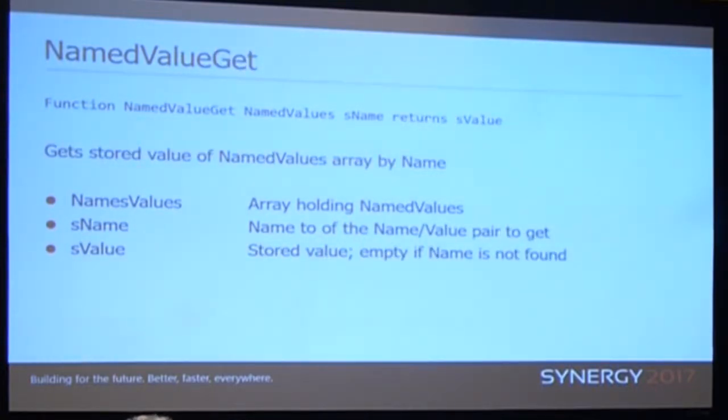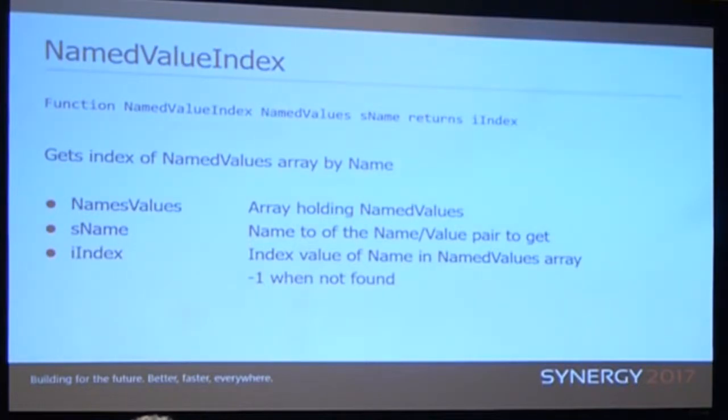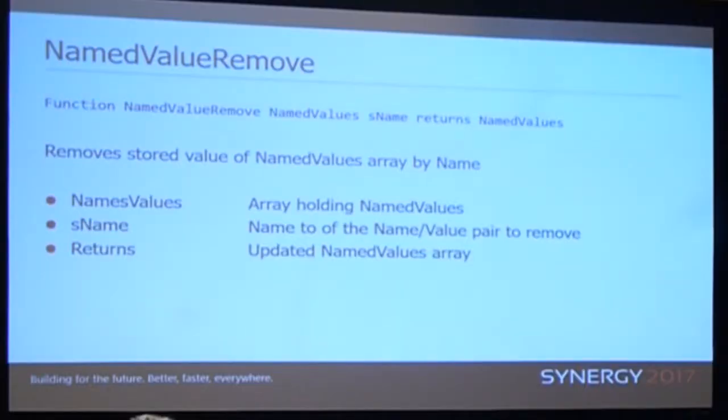There's the name value get, pretty similar. You pass it the array, you pass the name of which you want to have the value of, and it will return the value. And there is a name value index that gives you the ability to see if a name already exists in this array. So if you want to, for example, first see if it exists already, you use name value index for that. Name value remove gives you the option to remove a value from that, but these are basically all the messages that you need for manipulating that name value array.